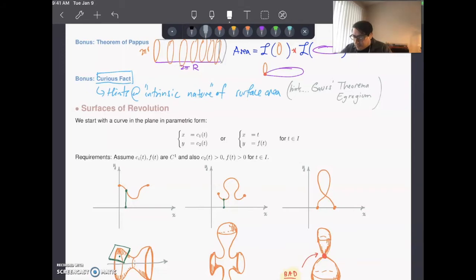What I'd like to do next is talk about surfaces of revolution. This is a special class of surfaces that are really nice to describe. So let's start with equations, parametric equations. We can write them in two ways.